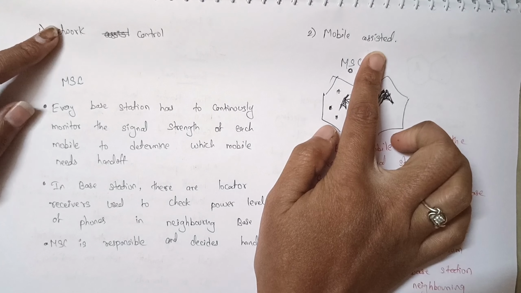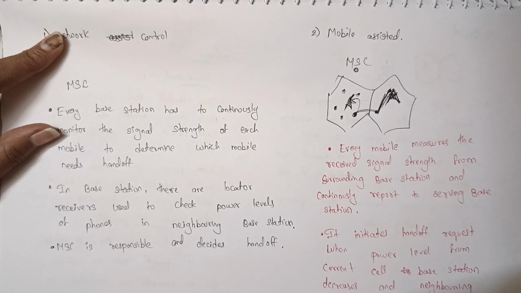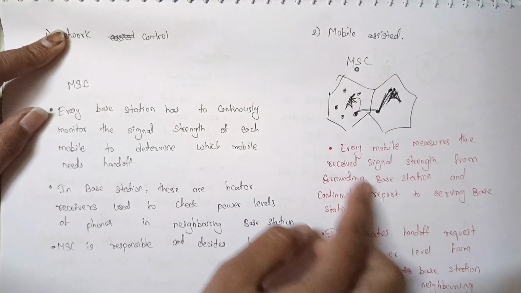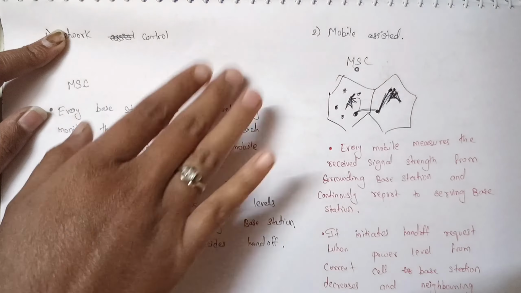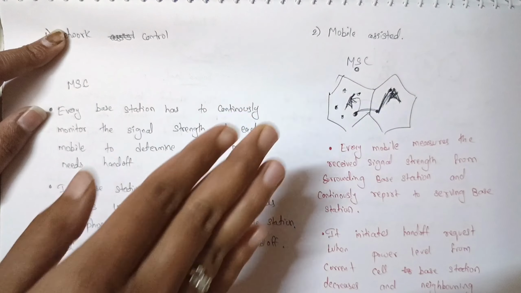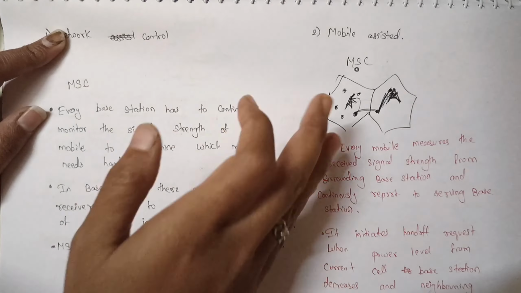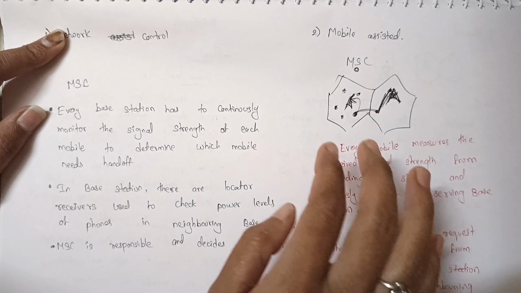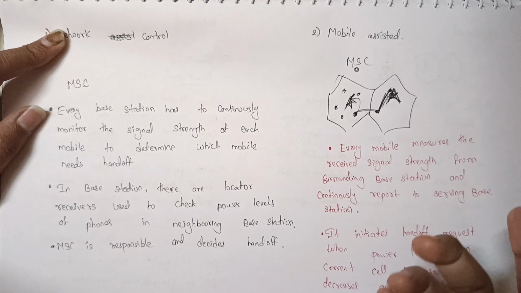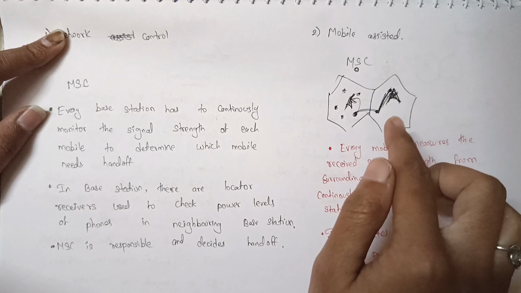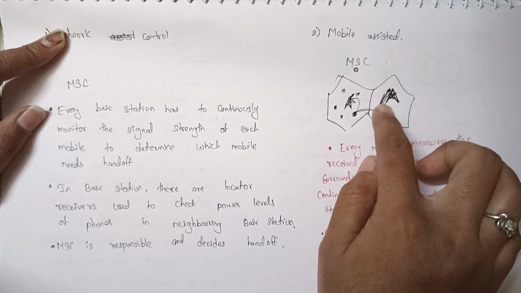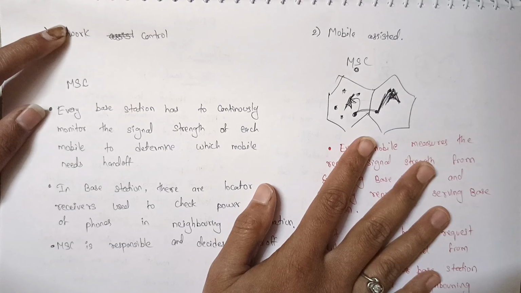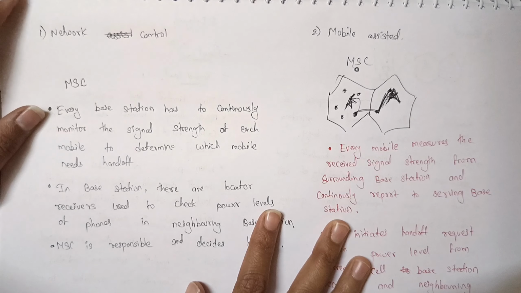And in mobile assisted handoff, each mobile has a device that measures the signal strength with the surrounding base stations, and it reports through the surrounding base station, and the surrounding base station reports to the MSC to hand off the conversation to the neighboring base station with which the mobile has a strong signal. After that it goes for handoff. So this is all about all types of handoffs.